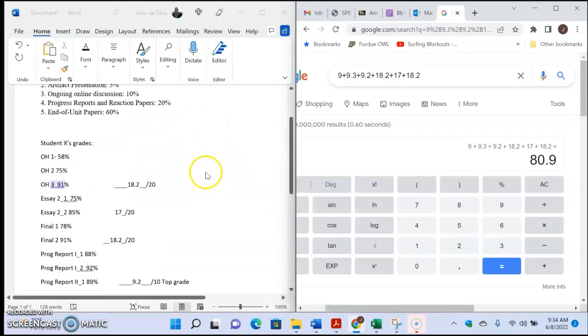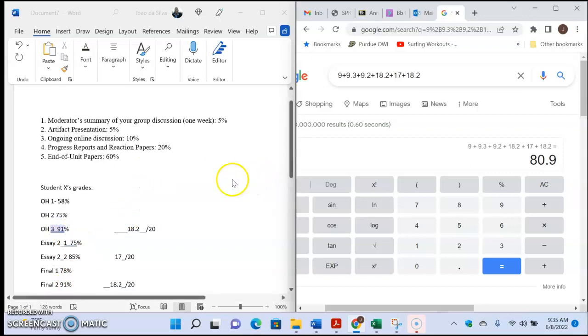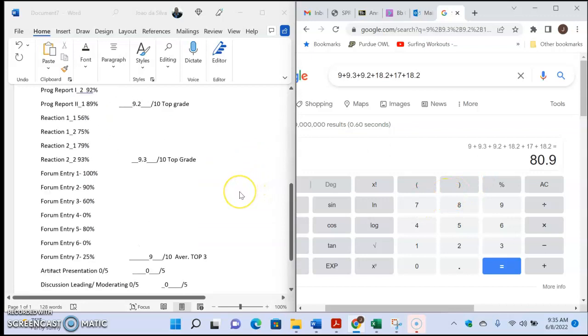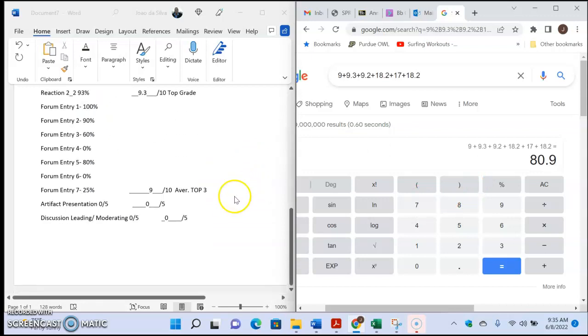So guys, here's why I'm recording this. It breaks my heart that a student who got A's, an A minus for the final and an A minus for the oral history, will wind up at this space with a B minus. An 80.9 is a B minus. Why is that? Because there are two categories here which the student is totally forfeiting.